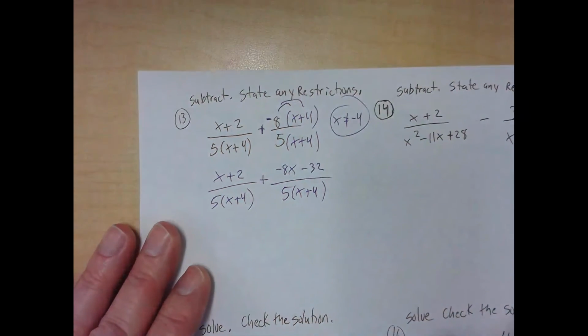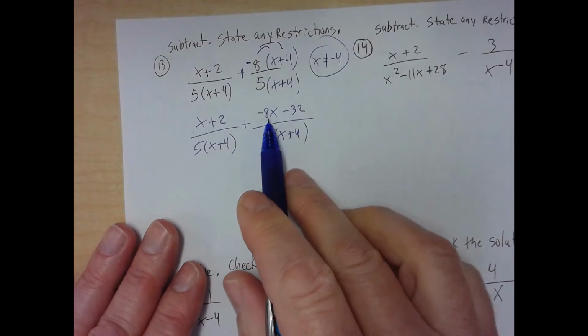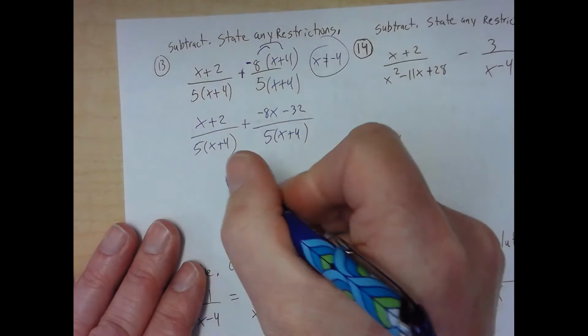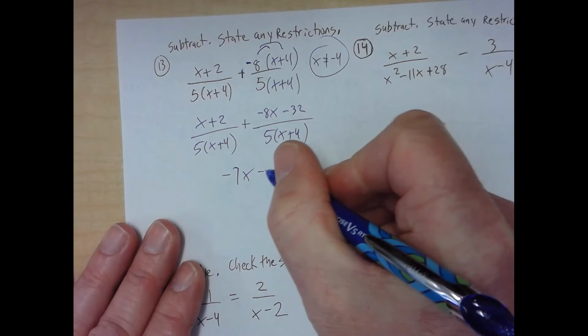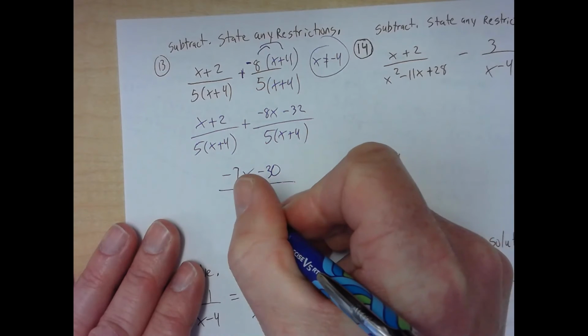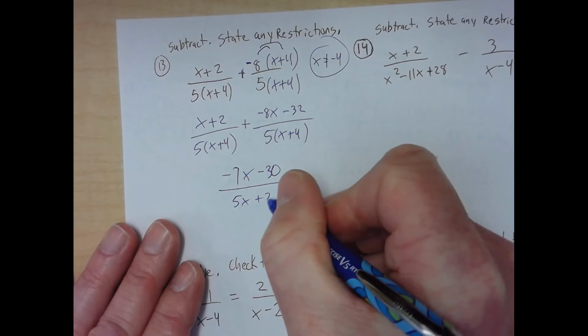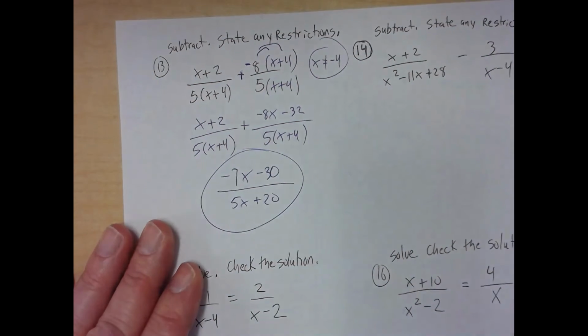Then I put together my like terms. Negative 8 with the x would be negative 7x. And then negative with this would be minus 30 over 5x plus 20. And there's the answer there.